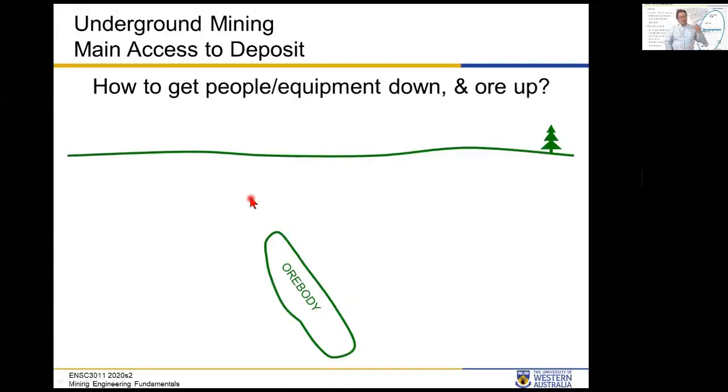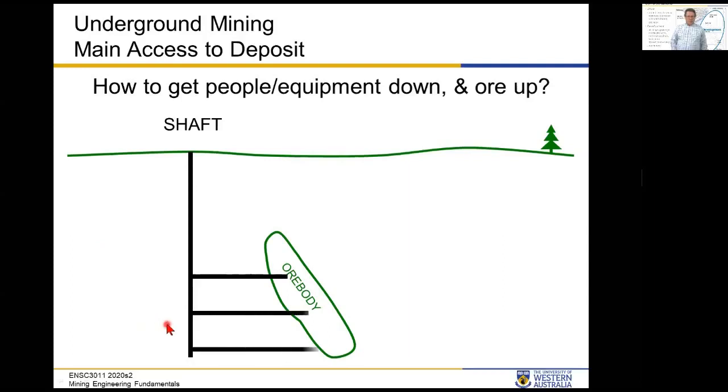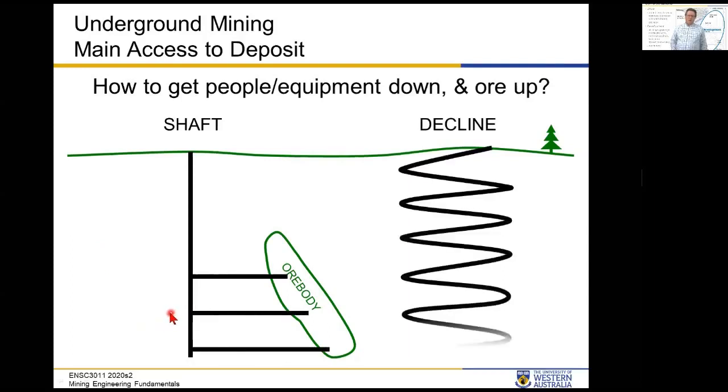So just to reiterate, how do we get people and equipment down and ore up? Either a vertical shaft, and then we come over to the ore body, in this case on the footwall side, or an inclined ramp. And then we come in, in this case, on the hanging wall side.